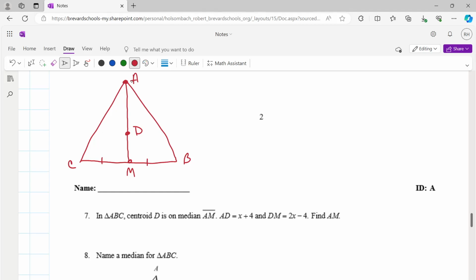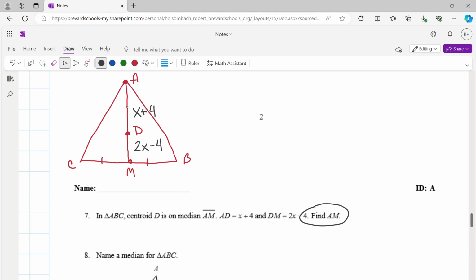AD is x plus 4. A to D is x plus 4. D to M is 2x minus 4. So D to M is 2x minus 4. Find AM. We need to find the length of the entire median. All right? This is all we know. That's not enough information yet. So we're going to add to that.